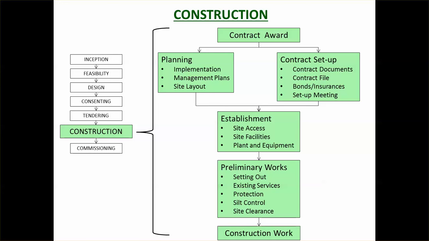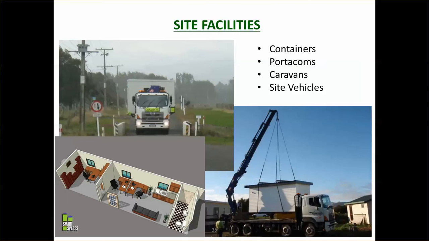So we've got our letter from the engineer that says we have possession of site, we're allowed to establish on site, we had our bonds and insurances in place, and we've had the setup meeting, we're all good to go. So now we need to get everything on site, so we're looking at that establishment side of things. The site facilities, as I mentioned in a previous video, most the offices, the lunchroom can be portacoms.